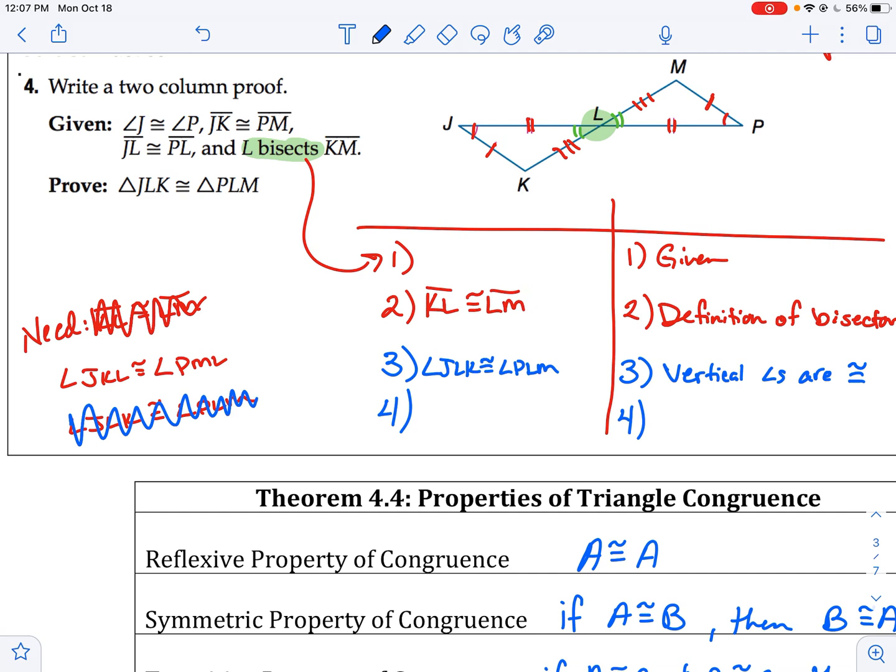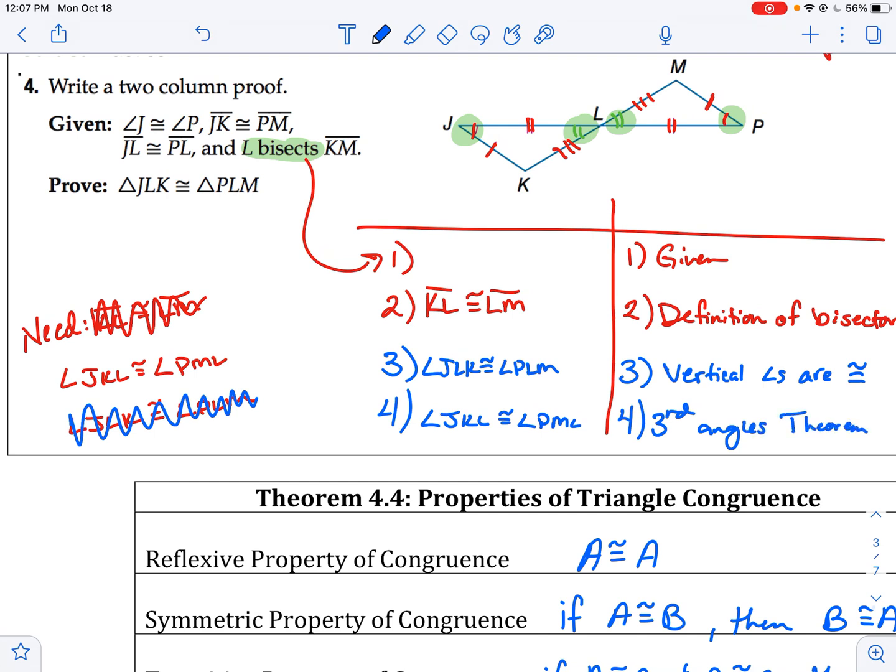Then I need one more thing. I still got to say that JKL and PML are congruent. But what do I have? I have one pair of congruent angles. I have two pairs of congruent angles. I need a third pair of congruent angles. So if I have two, I need a third angle to be congruent. Then how can I say that JKL is congruent to PML? Well, that's the third angles theorem.